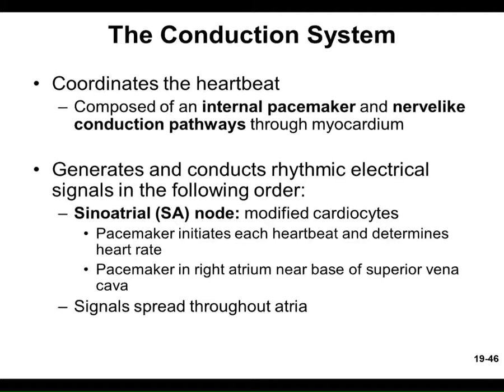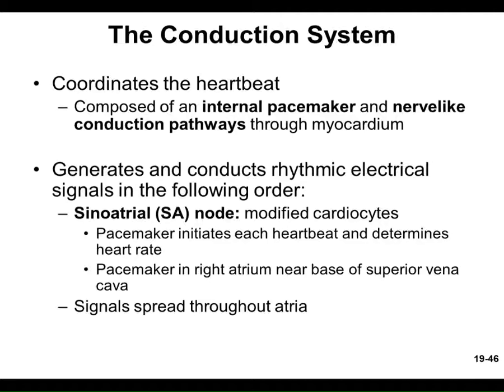Now, the initial signal that comes from the true pacemaker of the heart is called the sinoatrial node, or the SA node. These are modified heart cells. They're not involved with contraction. Their job is to send off this electrical signal. You cannot recognize them differently under the microscope. So there's this little patch of cells. You cannot look at the heart muscle and say, oh, there it is. But there is always going to be a little patch of cells in a normal heart which are sending this signal. And this is going to initiate each heartbeat and help determine your overall heart rate.